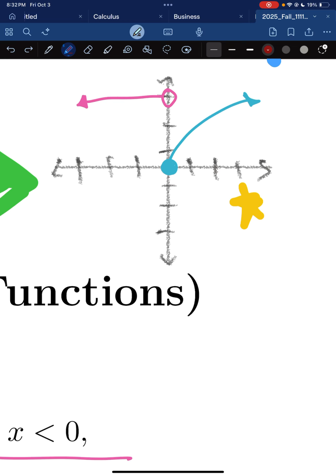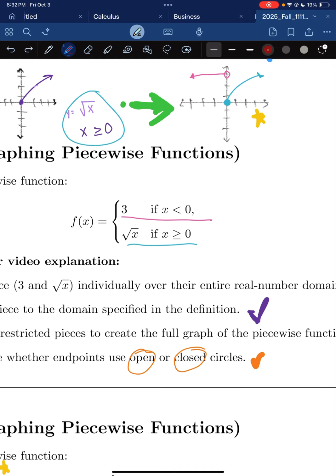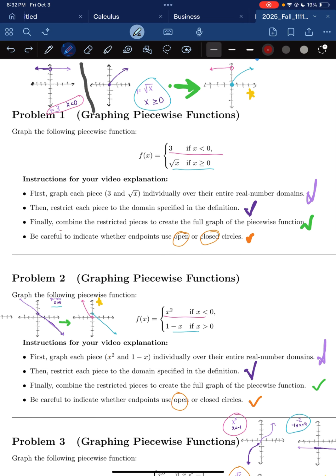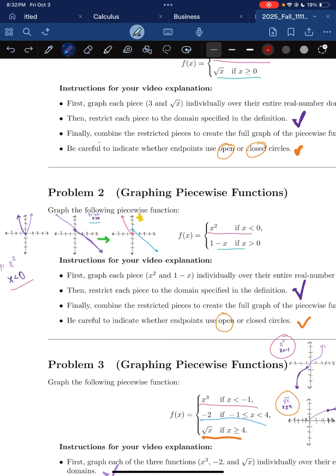This is the final graph. Obviously you see we have our open circle at 3 going that way, and then our closed circle going that way. So that is our final answer that I got. Same exact thing for problem number 2.